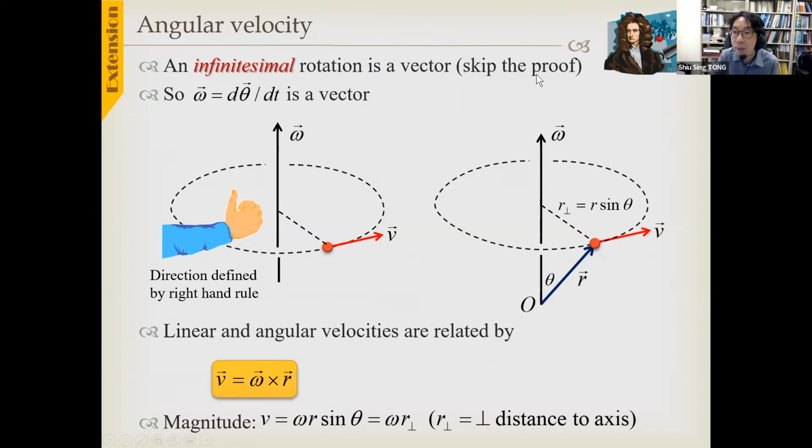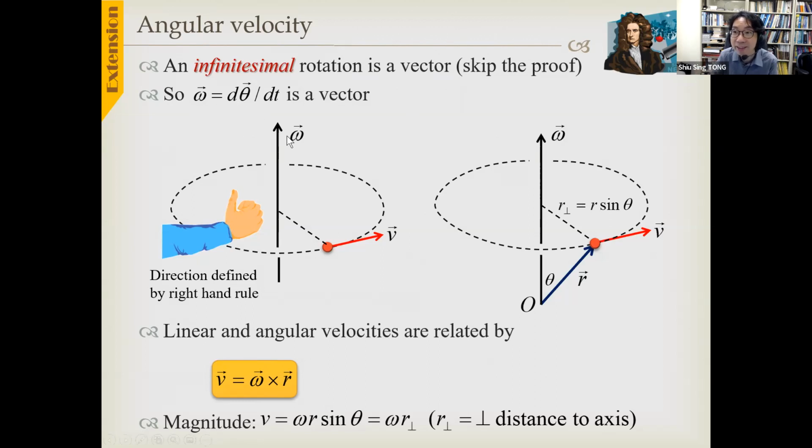Right? I skipped the proof because it is too involved mathematically. I don't want to introduce the rotational matrix at this level, so I skipped the general proof. I only want to let you know that theta can be written as a vector. But angular velocity omega is d theta dt, right? So that means angular velocity is a vector, because angular velocity depends only on infinitesimal rotation, but not on finite rotation.